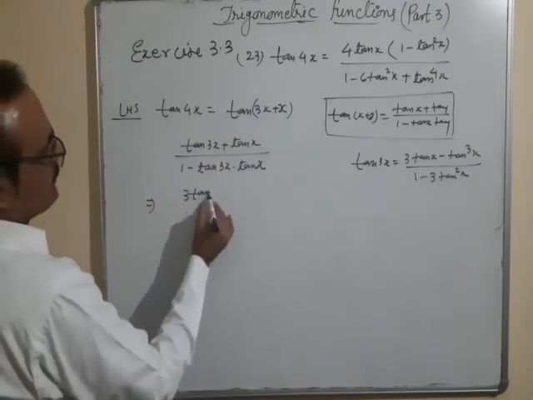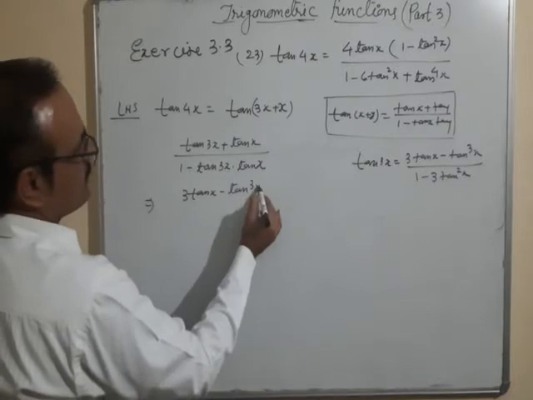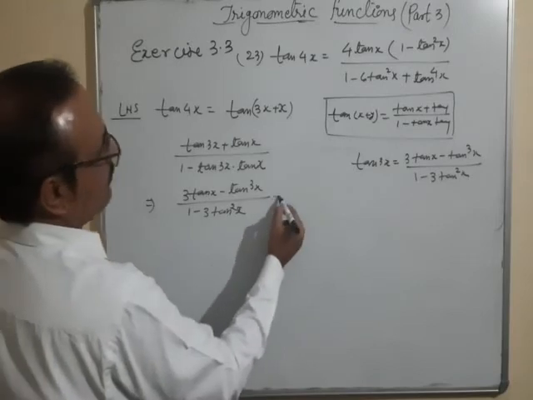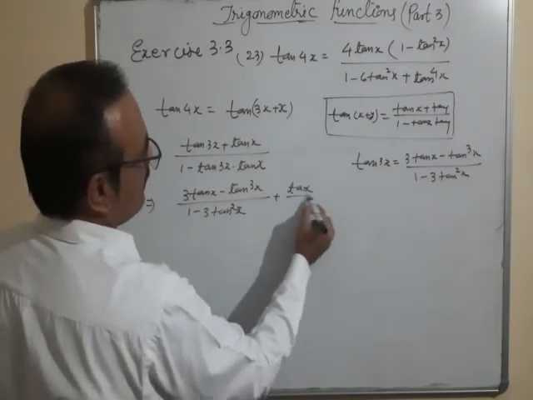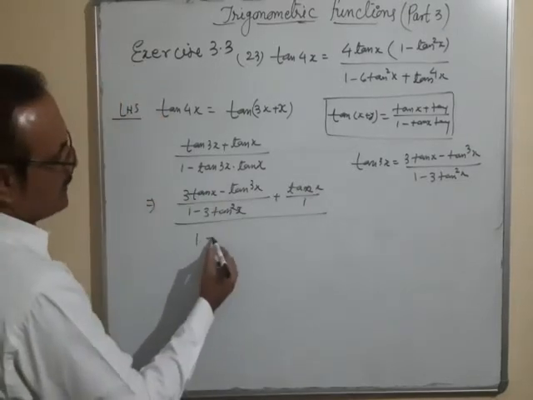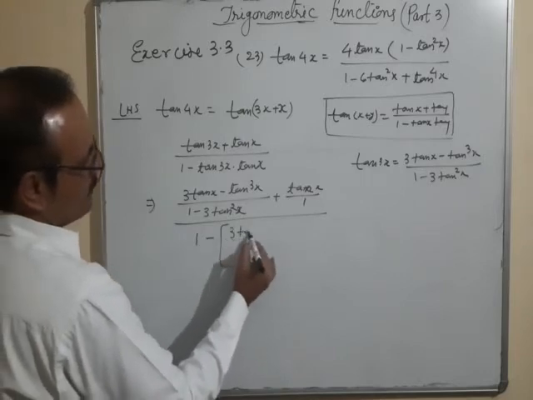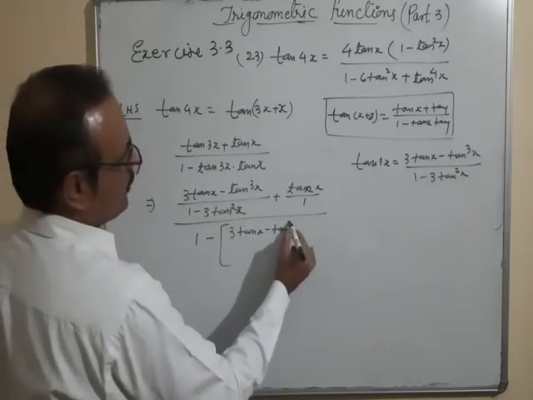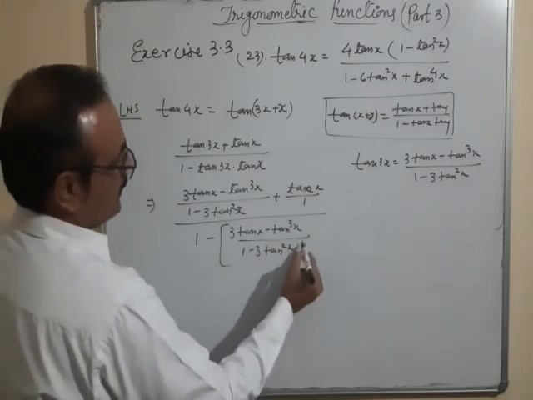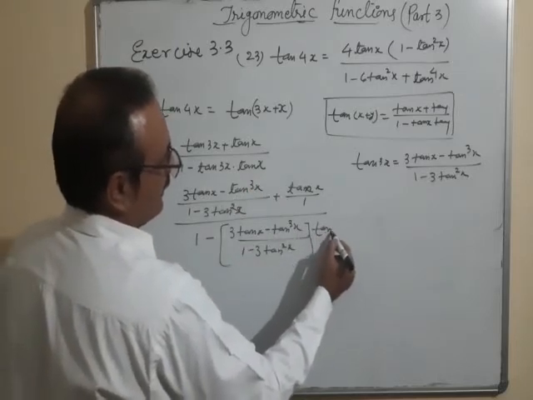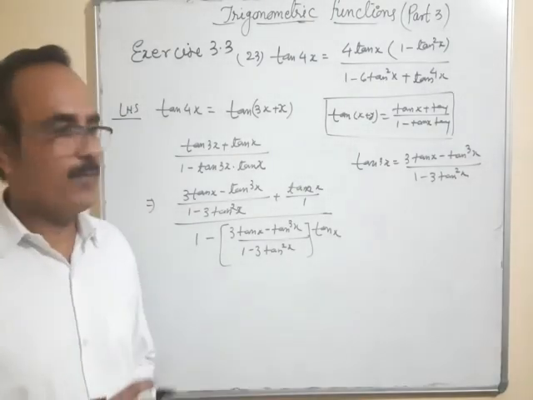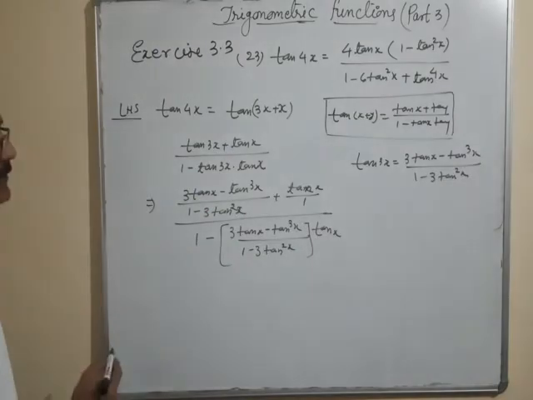So this formula we can use directly here. Tan 3x, (3 tan x minus tan cube x) upon (1 minus 3 tan square x), plus tan x, upon 1 minus again tan 3x, (3 tan x minus tan cube x) upon (1 minus 3 tan square x), which is multiplied by tan x. Now everything is converted into the form of tan x. Simplification and calculation are left.